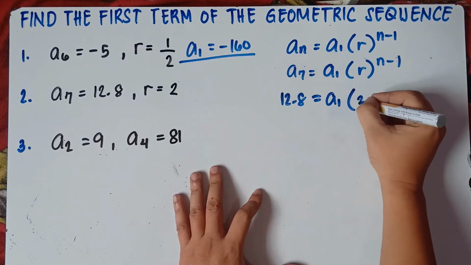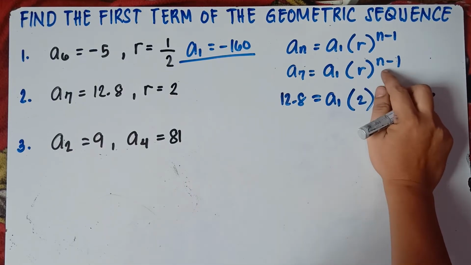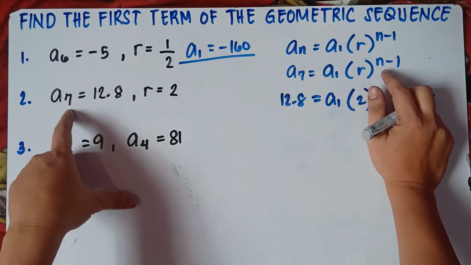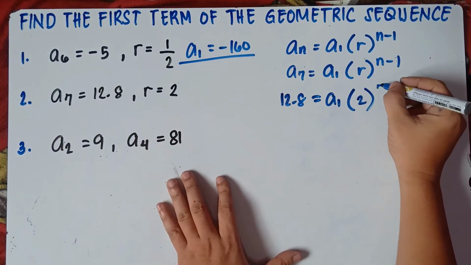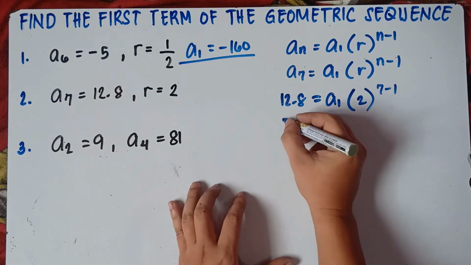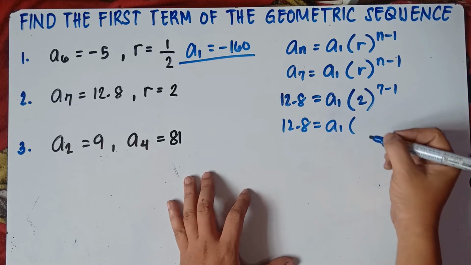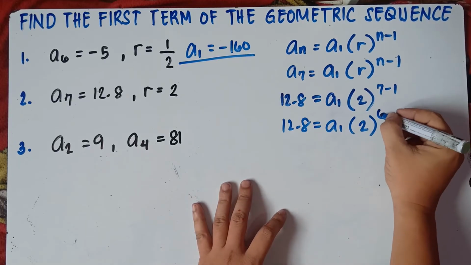Common ratio is 2. Then n minus 1. So n is the number of terms. We have 7 terms because the last term is a sub 7. So therefore we have 7 terms. So 7 minus 1. So this will be 12.8 equals the first term, then times 2 raised to the power of 7 minus 1, which is 6.